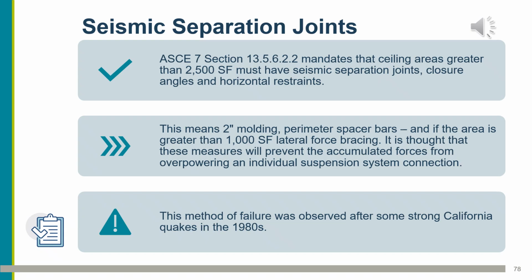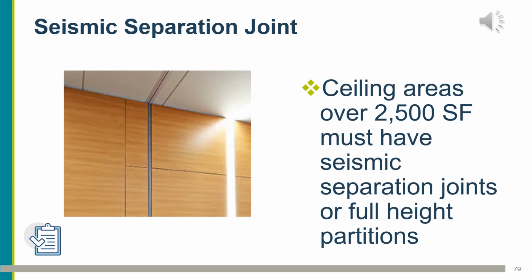The method of failure was observed during the California earthquakes of the 1980s quite often. And this photograph is an excellent example of a seismic separation joint that was in a hospital I recently inspected.